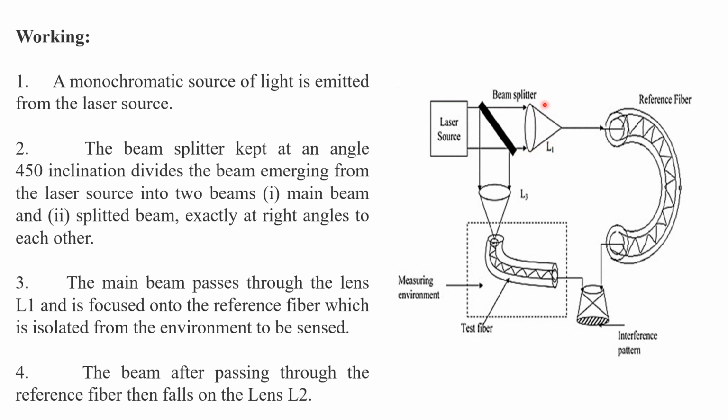The main beam is made to focus onto the lens arrangement L1, and then it is focused onto the reference fiber, which is isolated from the environment to be sensed. So this is the testing environment, and the reference fiber is totally isolated from it. Next, the beam after passing through the reference fiber propagates by means of total internal reflections, and then falls onto the lens L2.